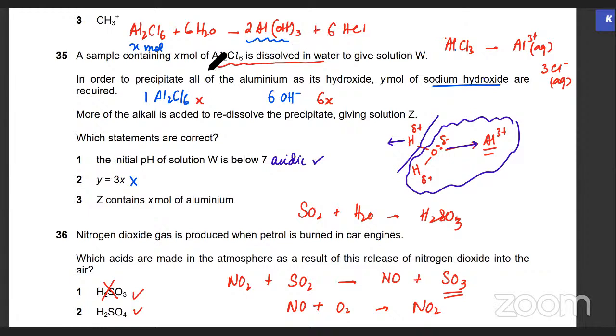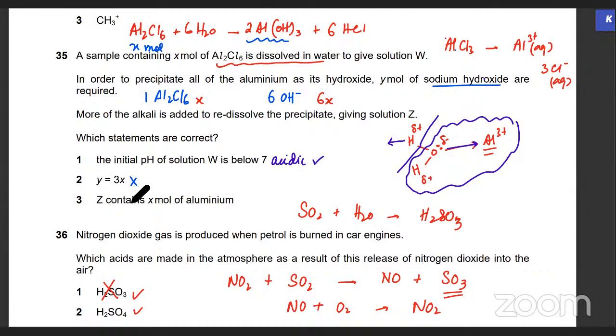Achha, so the ratio is one molecule needs 6. So if there are X moles of Al2Cl6, there would be 6X moles of OH ions needed, and we're assuming all those OH ions are coming from NaOH. So the ratio would be 1:6, not 1:3. So the second statement is incorrect.